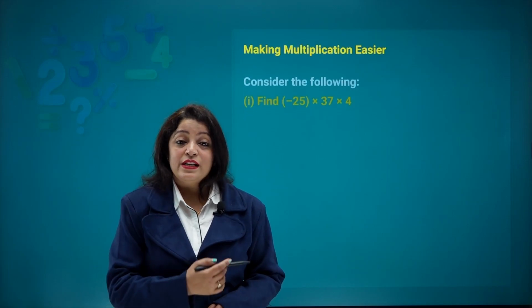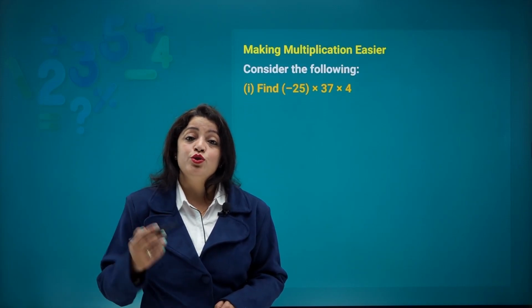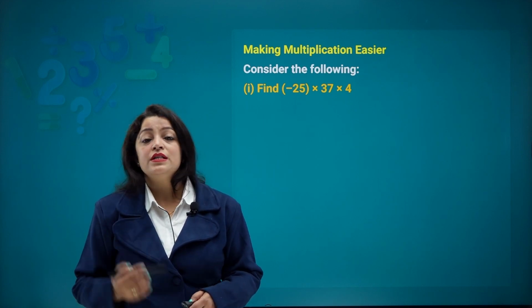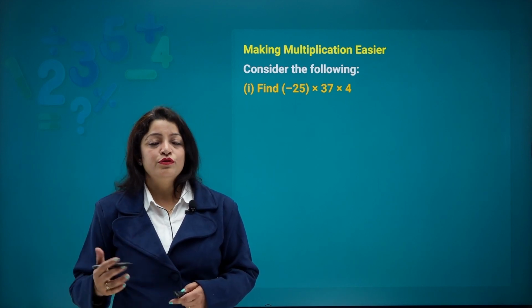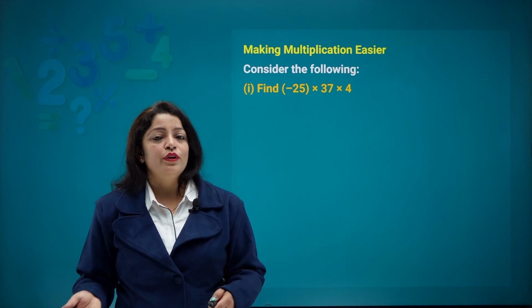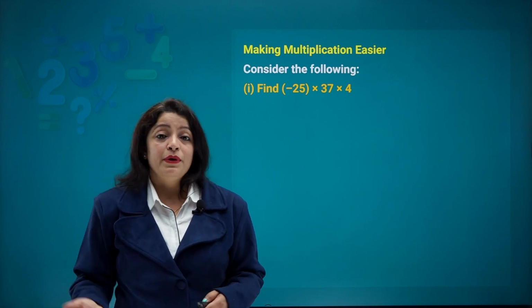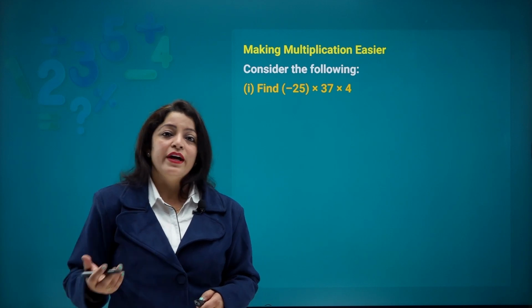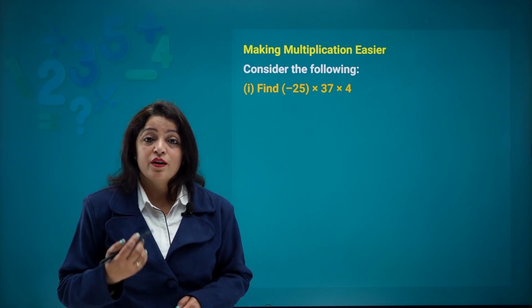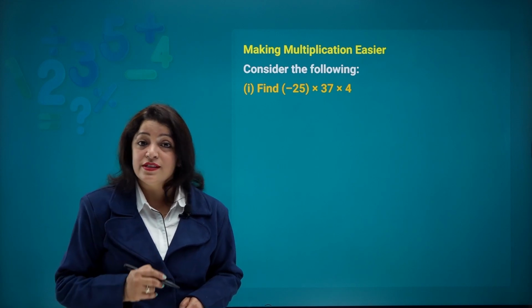Now let's proceed further. The next topic here is how can we use these properties to make our multiplications easier. What is the actual use of these properties? There should be a certain use. Otherwise, if these properties are not required by us, then why were they introduced? These properties are actually introduced to make our calculations easier.